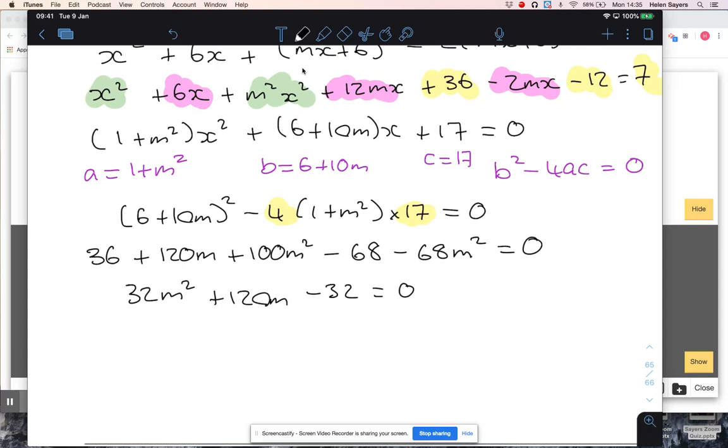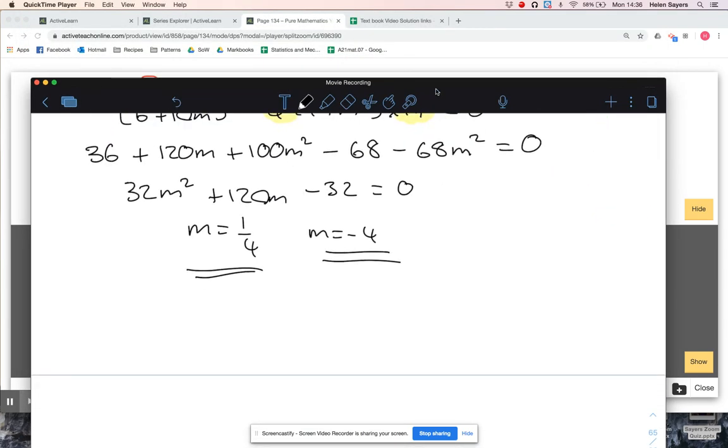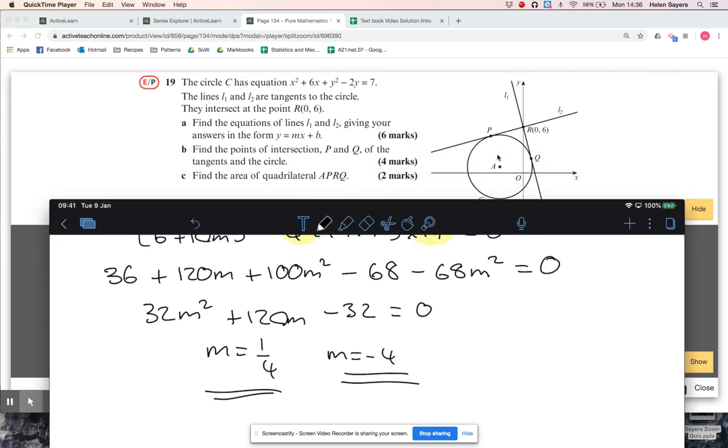Okay, and that is going to cancel down, but I'm feeling lazy, so I'm just going to stick it straight into my calculator. So A is 32, B is 120, C is minus 32, and that is giving me either m of a quarter, so obviously on my calculator it's coming up as x, but the quadratic was in m, or minus 4. Okay, and if I have a quick check back at their diagrams, it's a lot neater than my sketch, see if that seems okay. And as much as I can check it, I think I'm quite happy with that.